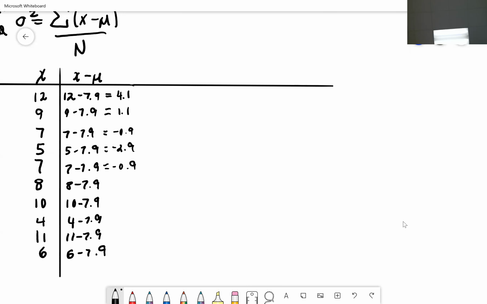8 minus 7.9, 0.1. 10 minus 7.9, that's 2.1. 4 minus 7.9, that's negative 3.9. 11 minus 7.9, that's 3.1. And 6 minus 7.9, that's negative 1.9.